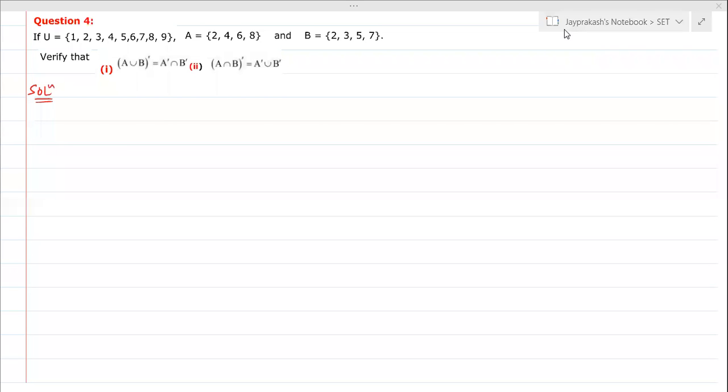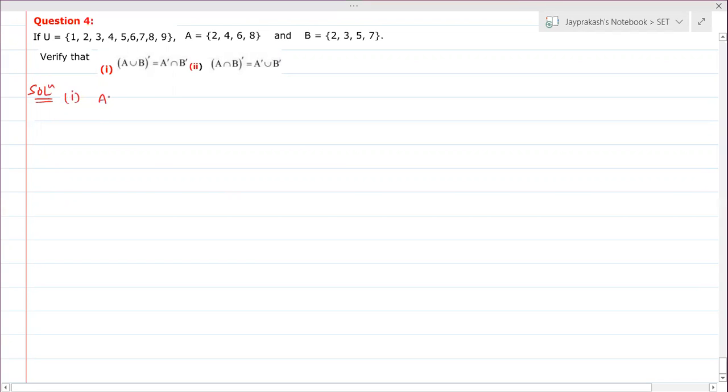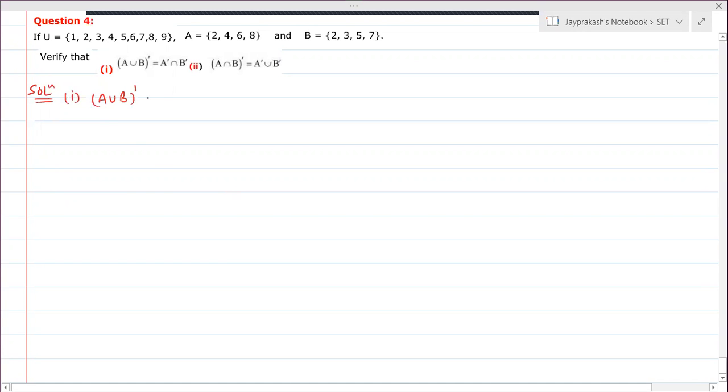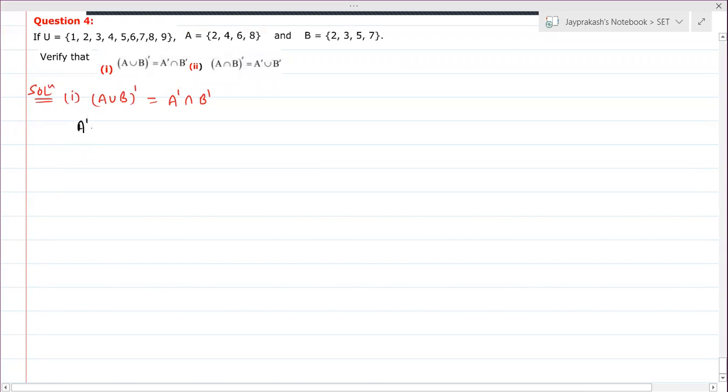So here we have been given the universal set, A and B. For the first part, we need to show that the LHS equals the RHS. Before finding the LHS and RHS, we need to find the basic things, that means A union B, A complement, and B complement. So before that, let's find A complement. A complement is U minus A.